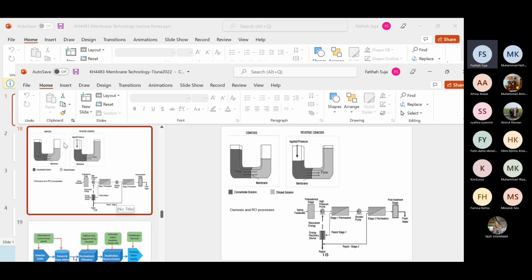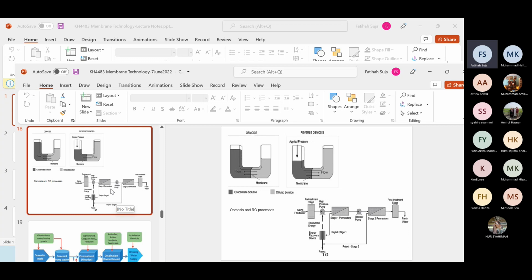Okay, so this is the osmosis, reverse osmosis. And this is the applied pressure. This is again for you to really understand what is osmosis and reverse osmosis. So this is the saline feed water. If you use it for desalination, this is the pre-treatment stage. And then you have a high pressure pump for the membrane, for you to have the pressure against the osmotic pressure.